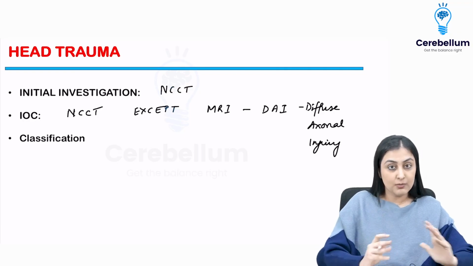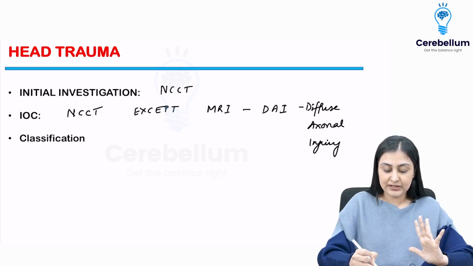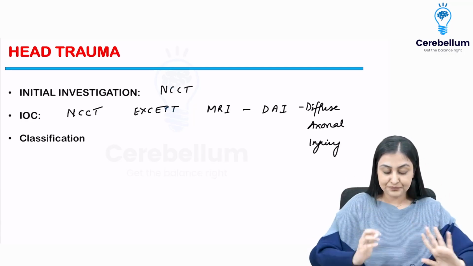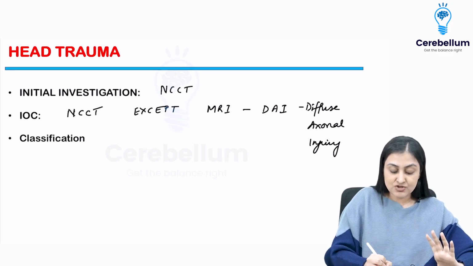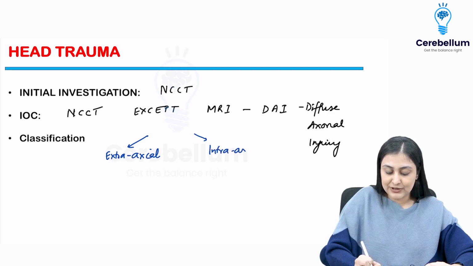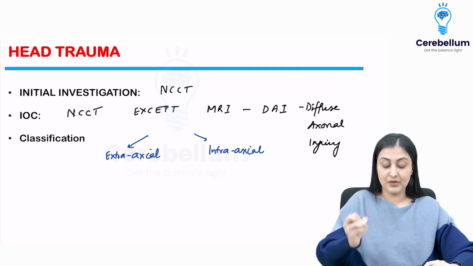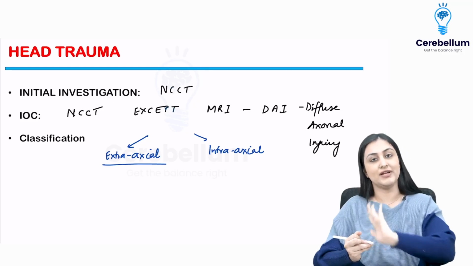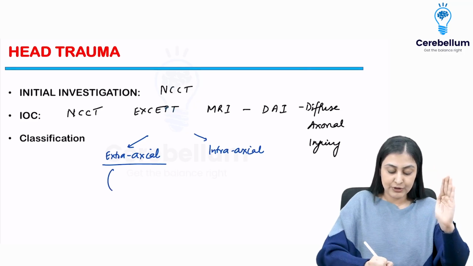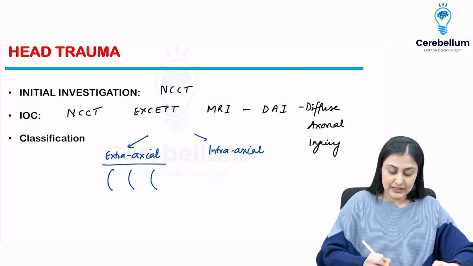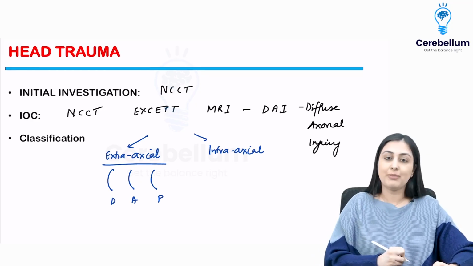Now when we talk about head trauma, I just want to give you a brief classification or overview so that you have that picture in your mind. When we have head trauma, the injuries can be classified into extraaxial, which is outside the brain parenchyma, or intraaxial, which is within the brain parenchyma. Extraaxial blood collections could be with respect to the meninges, into various compartments. So we have dura, we have arachnoid, and we have pia mater, which is outlining the brain.